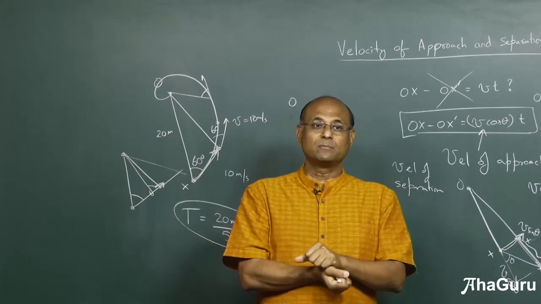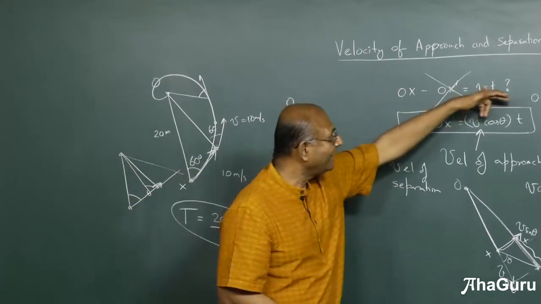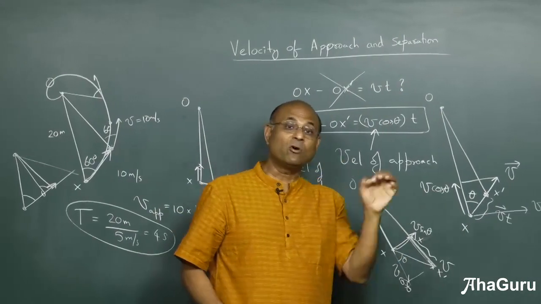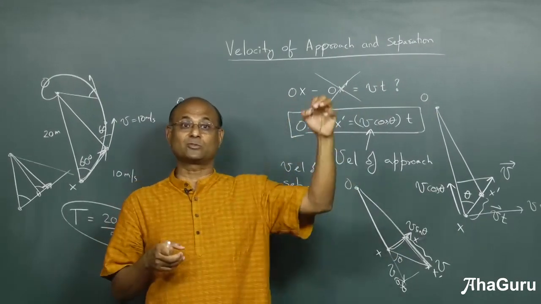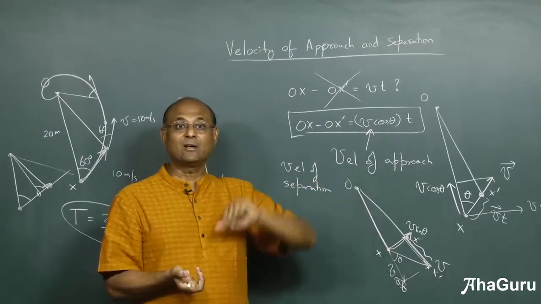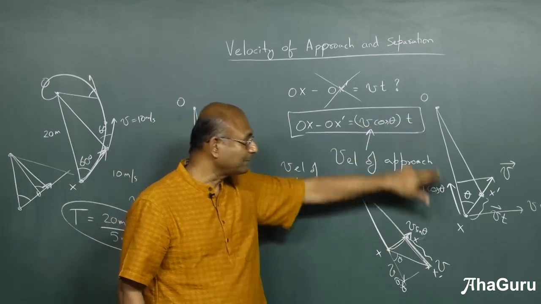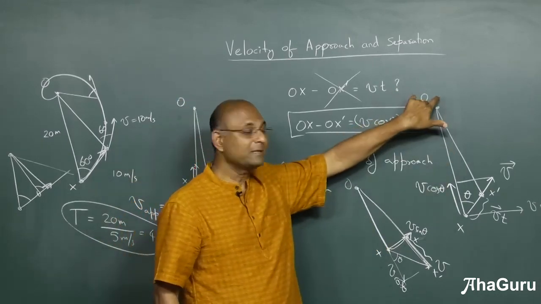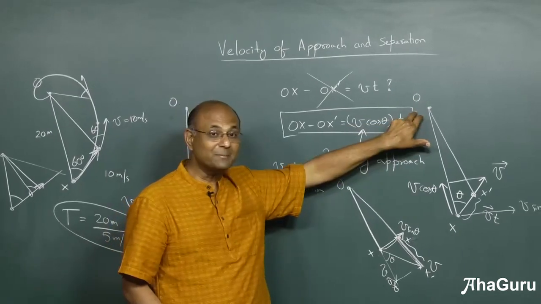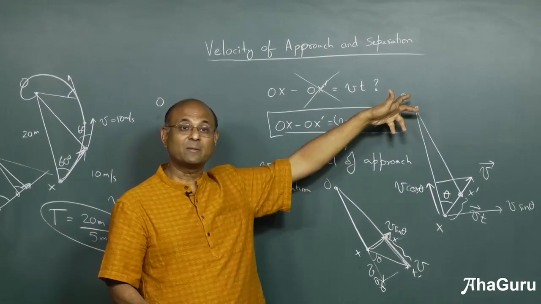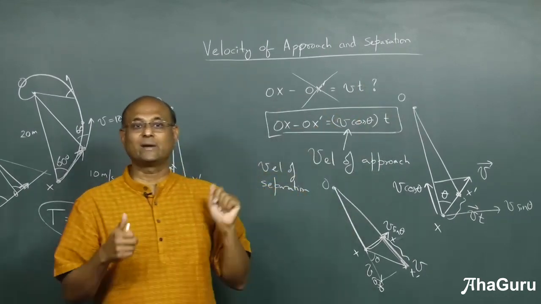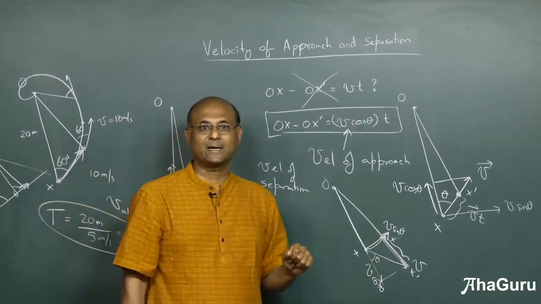Now what to do if both O and X were moving? Right now we were assuming O is at rest. But if O was also moving, and X is also moving, then what will we do? We'll use the idea of relative motion, because this is such a powerful idea that if you make one of them at rest, then you can use the idea of velocity of approach. But how do I make one of them at rest if both were moving? Use relative motion. So relative to O, let us calculate the quantity. Let us take an example and try this out.